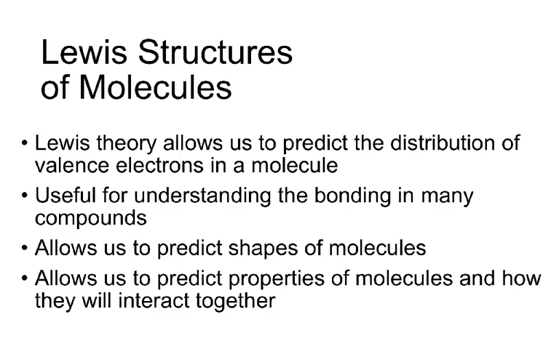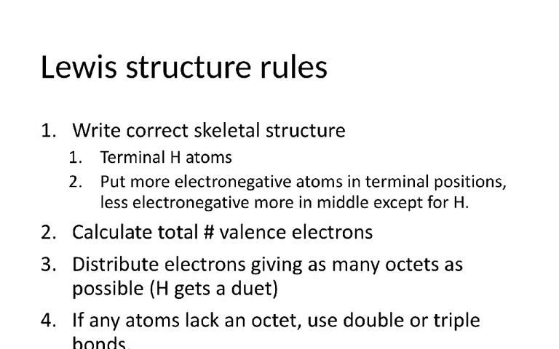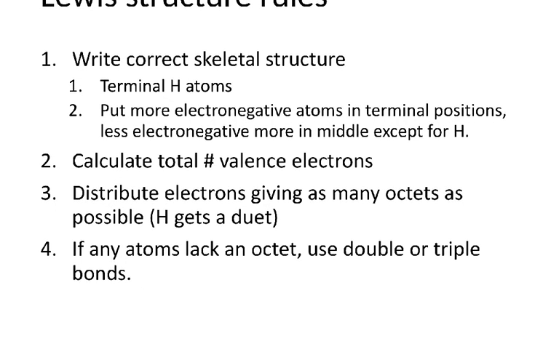All right, this video is going to cover how to draw Lewis structures. So this is really the meat of this chapter. We've gone over Lewis theory that allows us to predict the distribution of valence electrons, and this is going to allow us to understand bonding and predict shape and somewhat allow us to predict other properties. So here are my rules for writing Lewis structures.